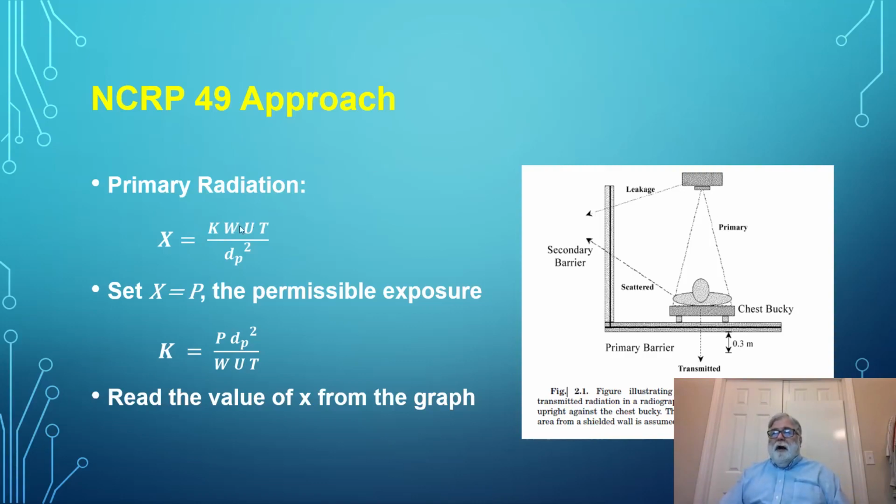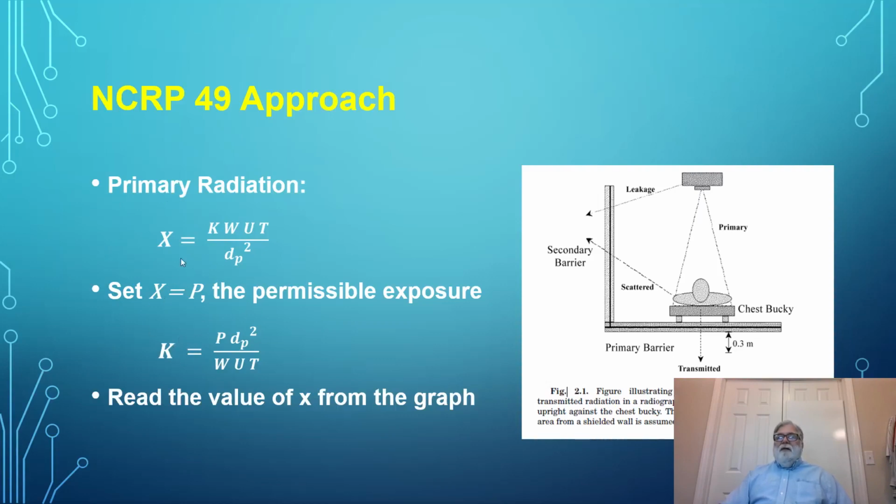W is the workload, how many mA minutes per week. U is the use factor, what fraction of the time it is pointed toward the barrier we're thinking about now. T is the amount of time people spend on the side of the wall. And D squared is the distance to the receptor where we're calculating the dose. Now, this is what the exposure rate is. This is the mR per week in the old system.